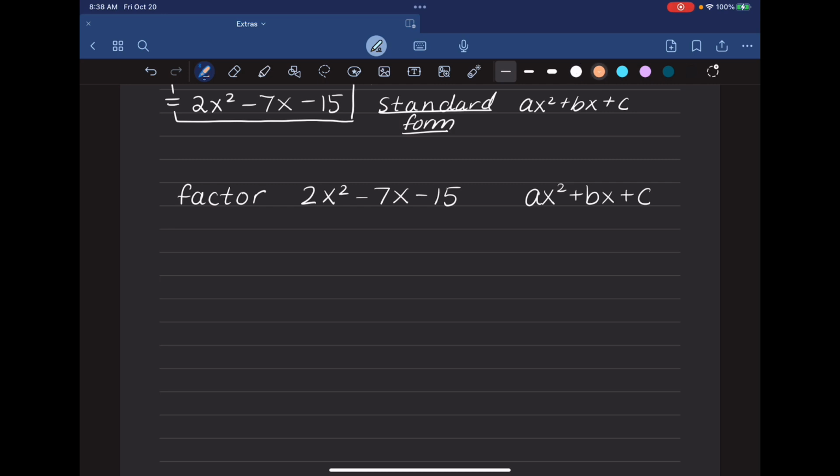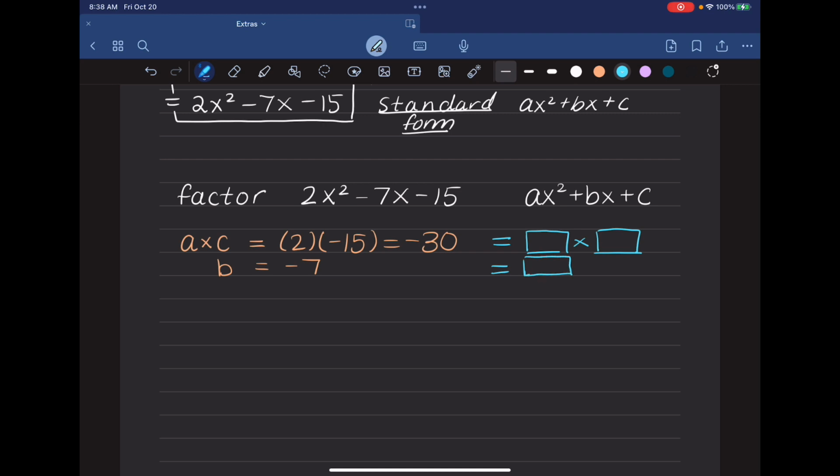So the process of the AC method says take A times C, which for ours would be 2 times negative 15 gives us a negative 30, and take B, which is a negative 7. And so I'm going to try to find two numbers whose product gives me this negative 30 and whose sum gives me this negative 7. So I want product to be AC, and I want sum to be my B term.